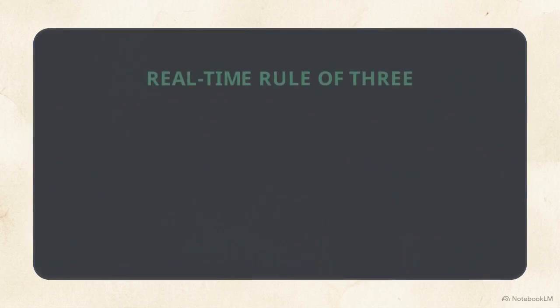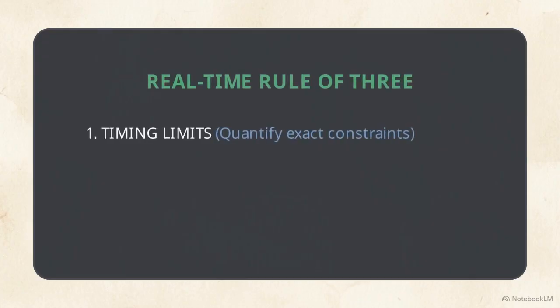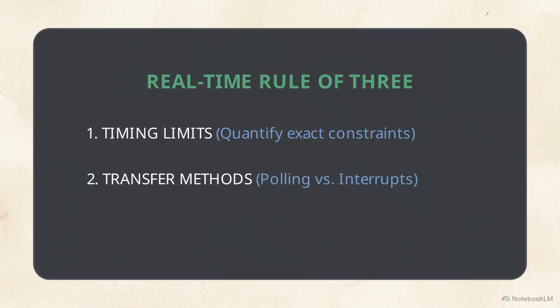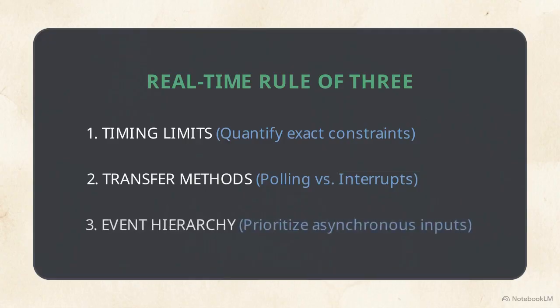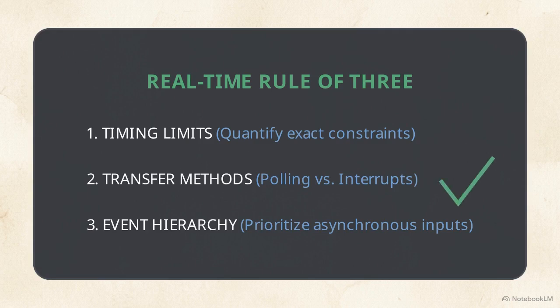This text checklist summarizes the real-time rule of 3. Number 1, quantify exact timing constraints. Number 2, define polling versus hardware interrupts. And number 3, prioritize asynchronous events. Mastering these rules shifts your perspective, providing the control required to architect mission-critical reality.